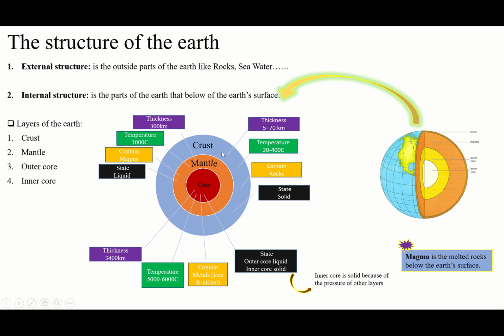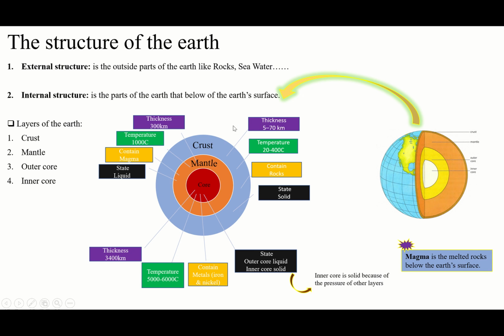So the thickness of the crust, the first layer, is 5 to 70 kilometers. But the thickness of the mantle is 300 kilometers. You see the difference? One is really thicker than the other. But look at the last one, the core. The thickness of the core is 3,400 kilometers. That is too much, okay? It means the core is really, really thick. So you see the difference in thickness between crust, mantle, and core.